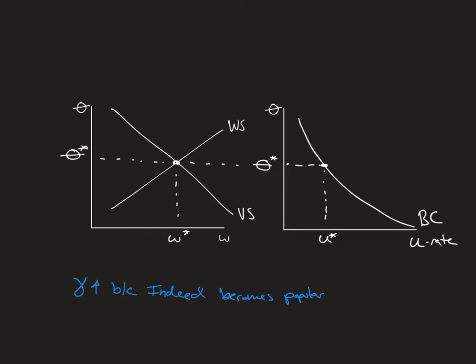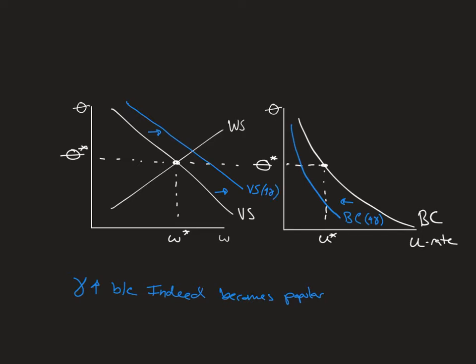Well, remember with our Beveridge curve, an increase in gamma shifts this to the left. So this is a new Beveridge curve with an increase in gamma. But there's other things that happen, right? Remember, the vacancy-supply curve will actually shift to the right if gamma increases. The vacancy-supply curve that we had, with an increase in gamma, shifts to the right.